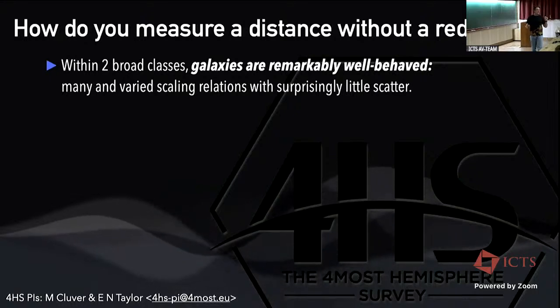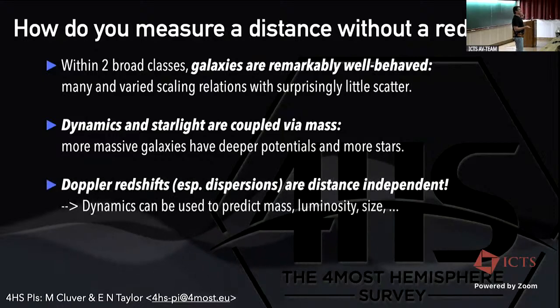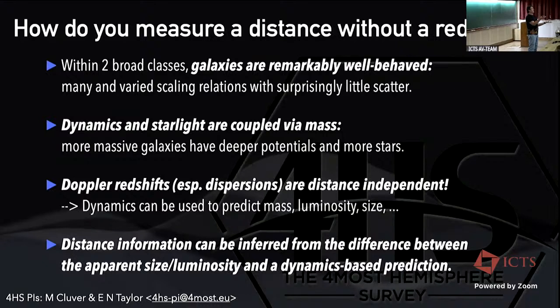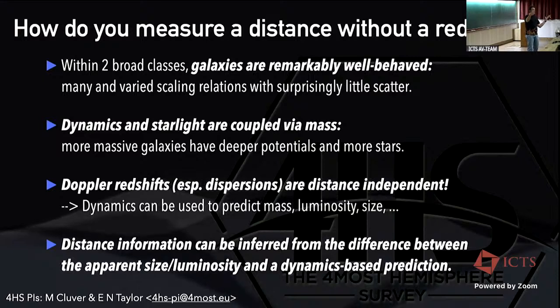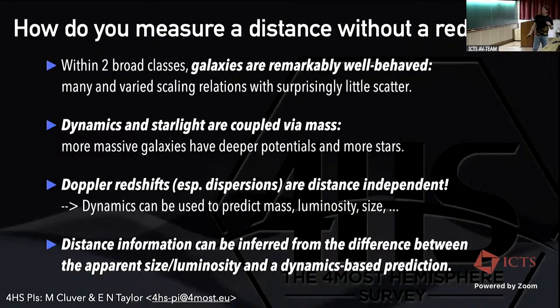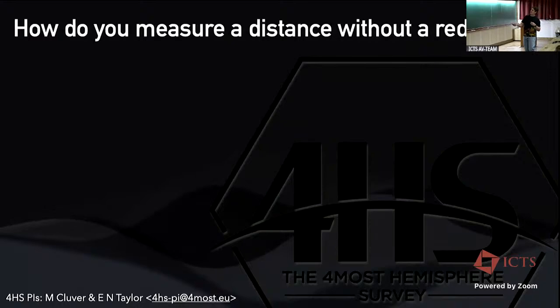So that's the game that 4HS wants to play. So how do you do that? 4HS is designed to do it via the fundamental plane. The idea is that if you can measure dynamics, that tells you something about the galaxy mass, right? So if you can see how fast the stars are moving, that tells you how big or how bright the galaxy should be. You measure how bright it looks, and the difference is the distance. Good? Good. That's the fundamental plane. Great.